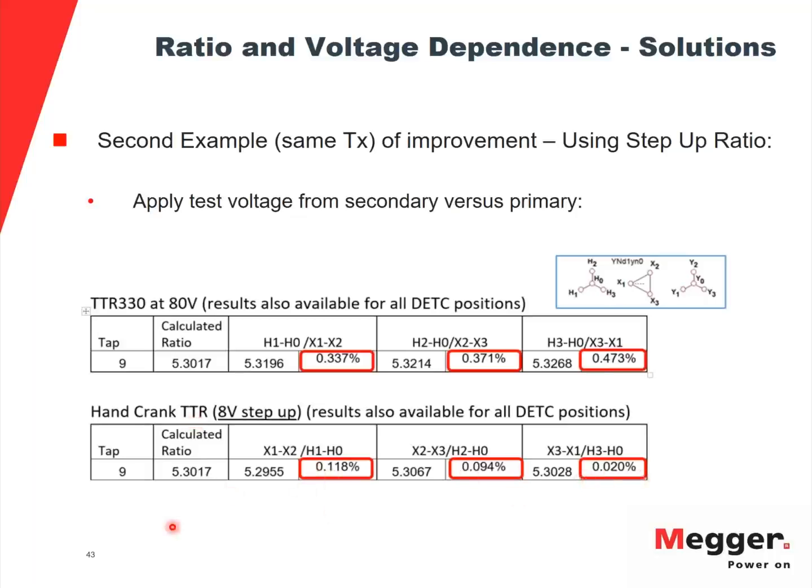So there are different things you can try. If you ever run into a transformer that is voltage dependent, you can either apply phase-to-phase voltage, try to energize the secondary winding, or try to energize the winding that is closest to the core.